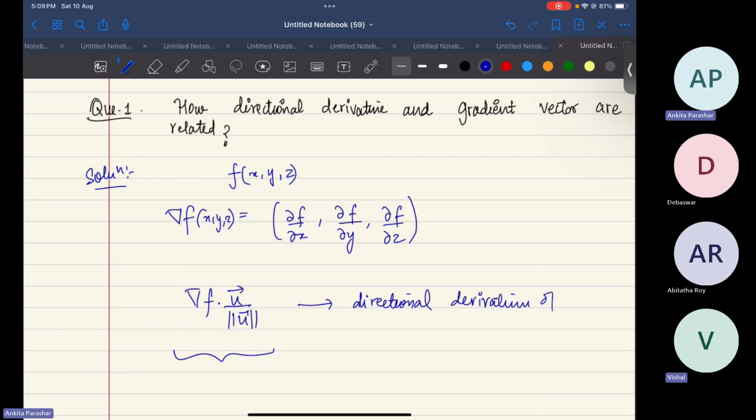So I feel this should be the directional derivative of f at the point. Let's say you want to compute at point p in direction u. It's a dot product because del f at p is nothing but a vector, and then you have to take the dot product. So this is how we relate the directional derivative and the gradient vector. The gradient helps you compute the directional derivative. All right.